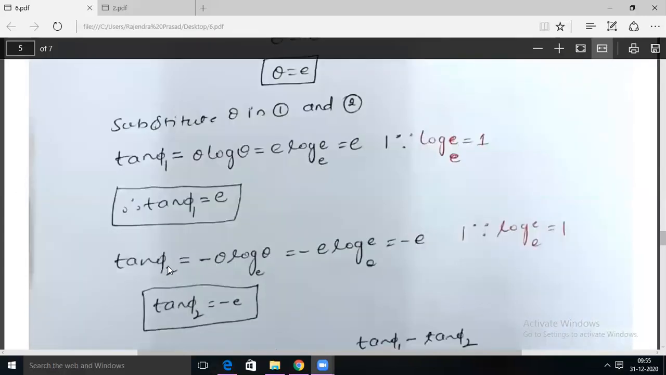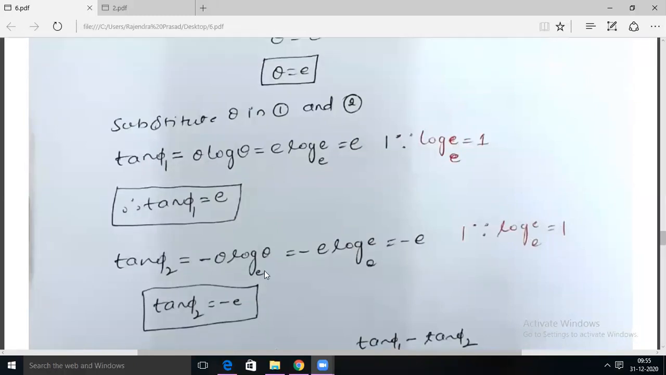Next, tan phi 2. Tan phi 2 is equal to minus theta log theta base e. Theta value e, minus e log e base e. Obviously we know that log e base e value is 1. So minus e into 1, we get minus e. Tan phi 2 is equal to minus e. Tan phi 1 is equal to e. Tan phi 2 is equal to minus e.